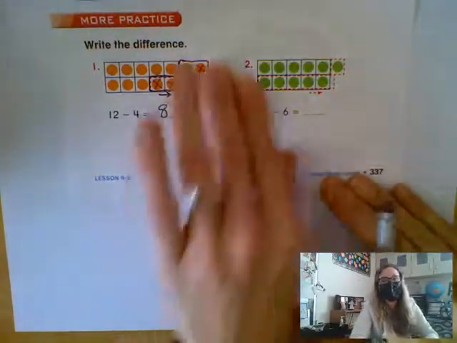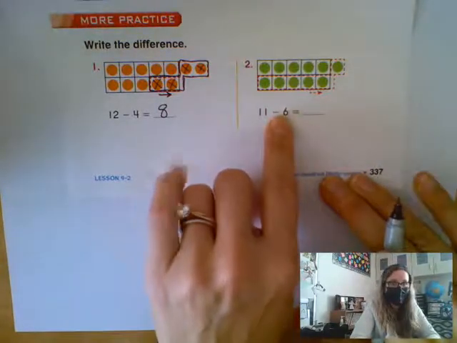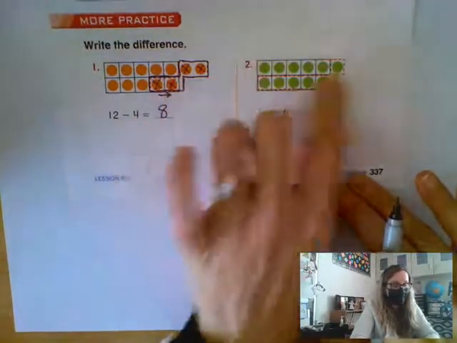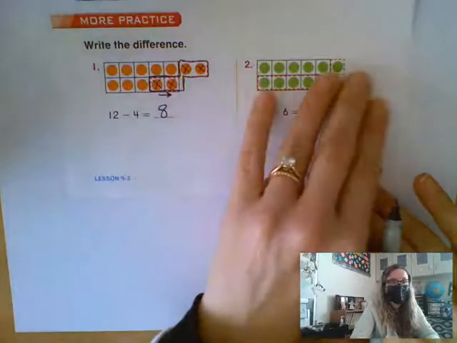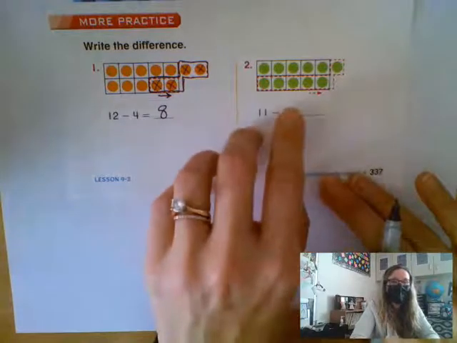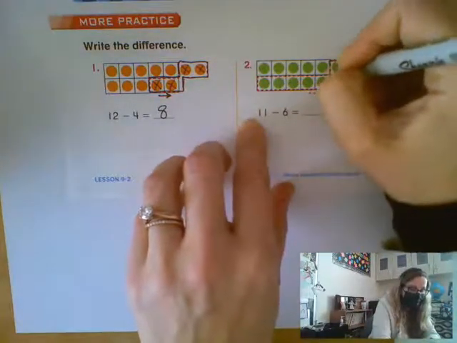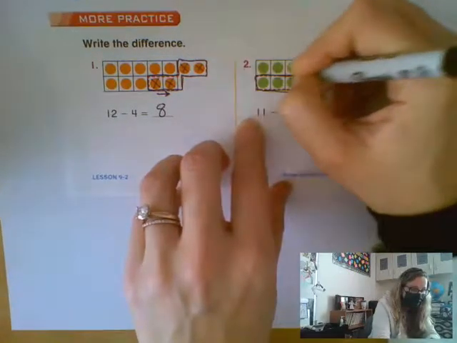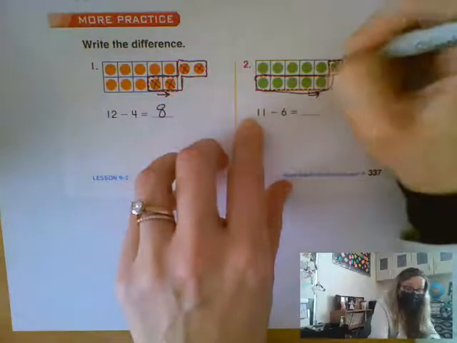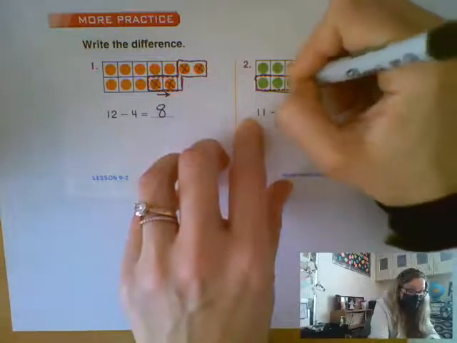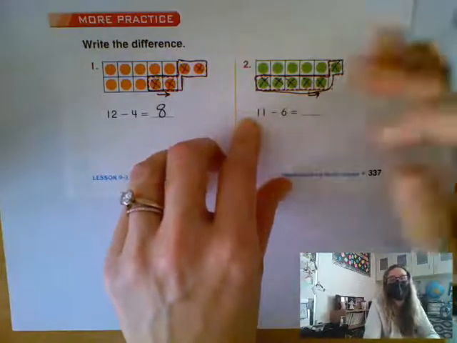All right, let's take a look now at number 2. We have 11 take away 6. They have a full 10 frame plus 1 more because a 10 and 1 1 is 11. Okay. And now we're going to circle the 6 to tell them to go bye-bye. Again, if it's easier for you, what I like to do is just cross them off. 1, 2, 3, 4, 5, 6. 6 are gone away, Faith. How many are left?